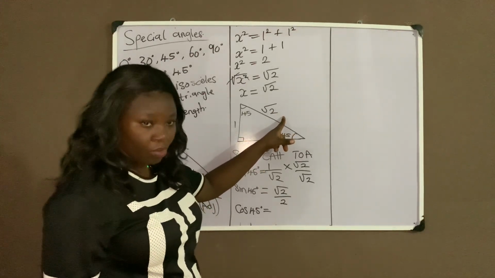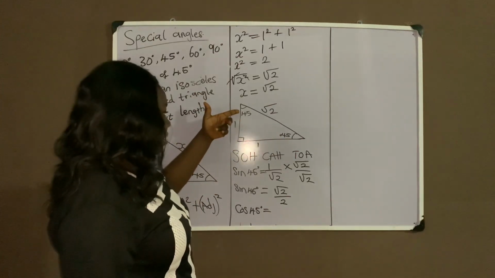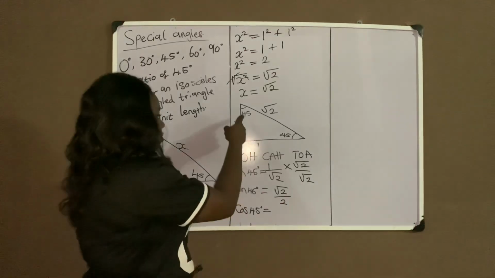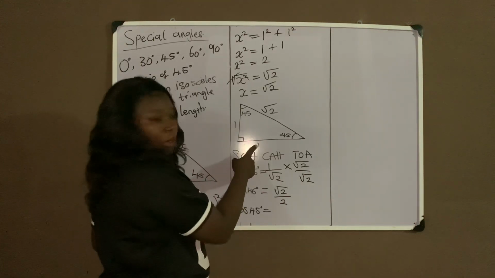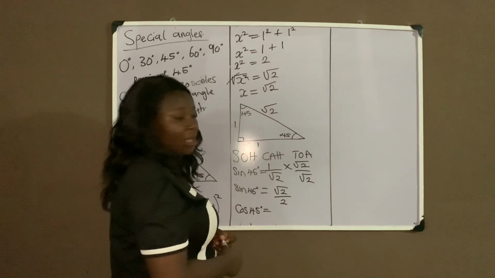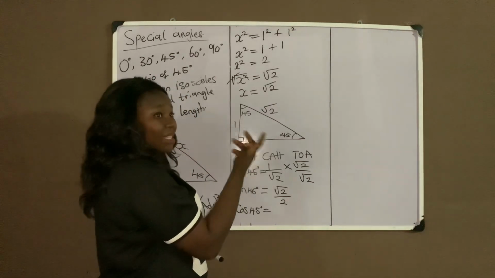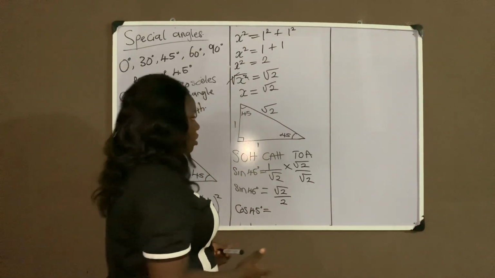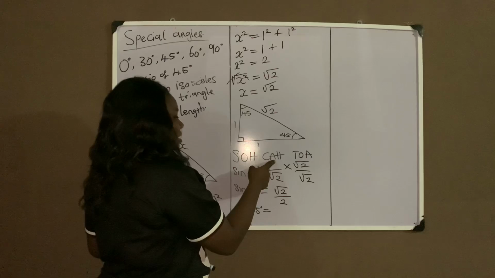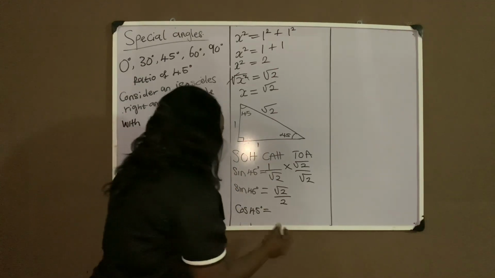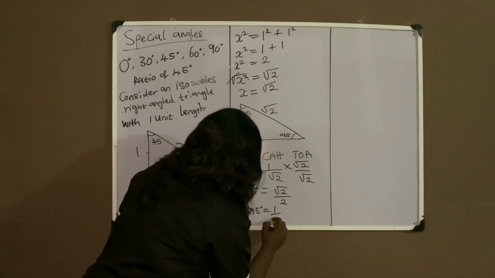The root 2. Or if you are considering this angle, you know this 45 and this 45, they are the same thing. So if you are considering this one, this is our opposite, and this one will become our what? This one will automatically become the adjacent, and this one is the hypotenuse. So they are giving us the same thing. So our adjacent over hypotenuse is 1 over root 2.